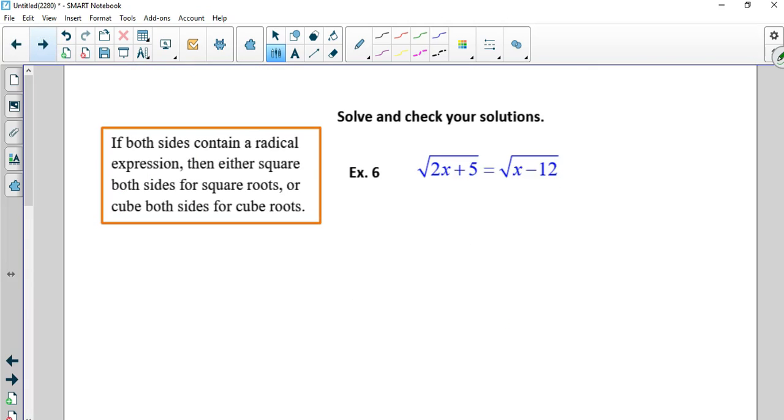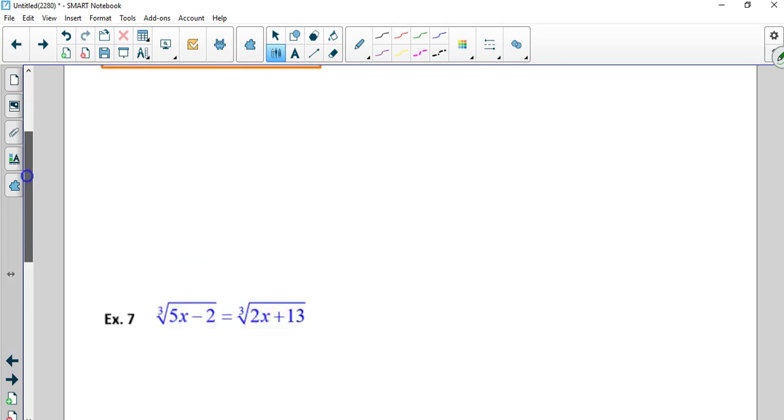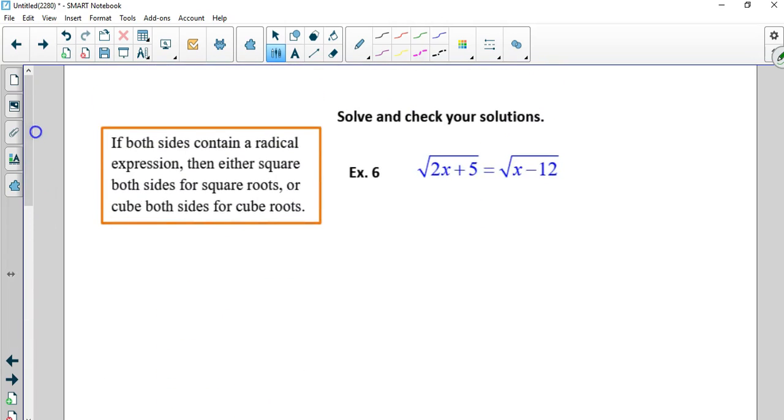Okay, now, if both sides contain a radical, then either square both sides for square roots or cube both sides for cube roots. So we're going to do one of each, I believe. Yes. So we're almost done.